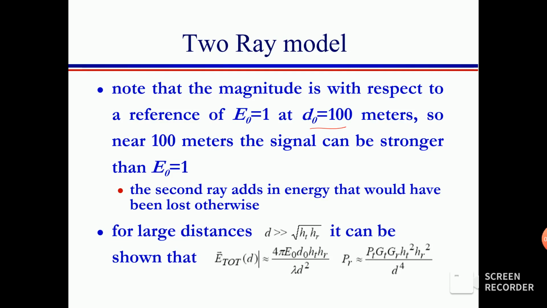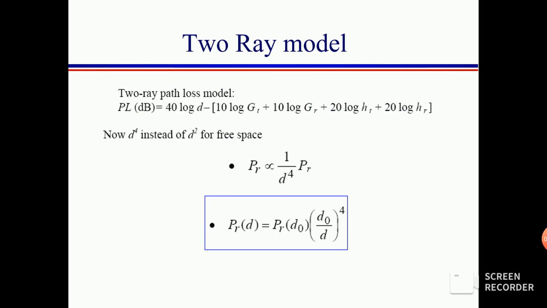So for a large distance, what should it be? It should be greater than ht into hr. Here, with a mere substitution of this delta d, it becomes like this. Your received power is Pt Gt Gr ht square hr square by d power 4. So it is inversely proportional to the fourth power of distance.